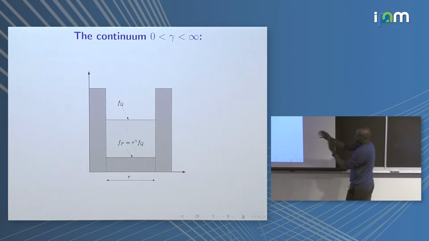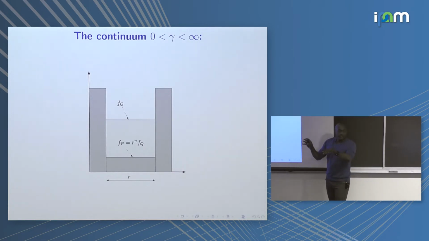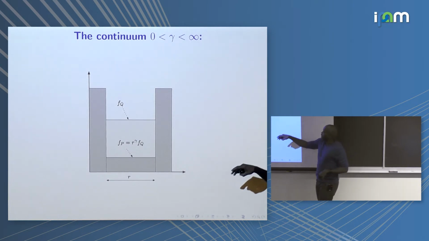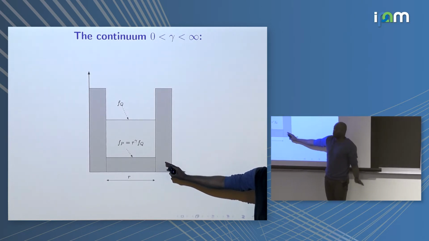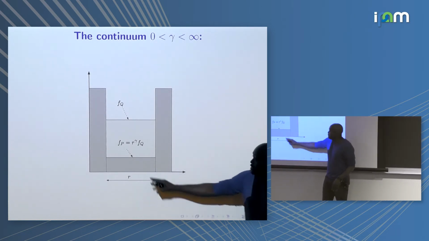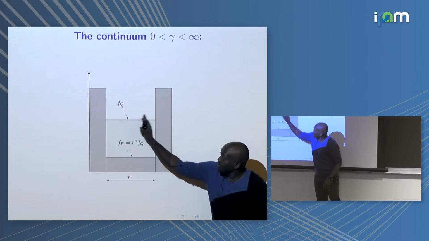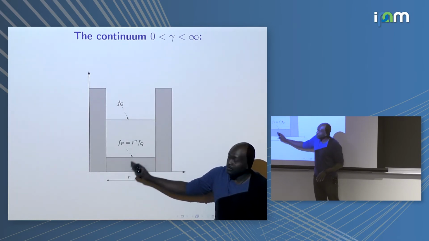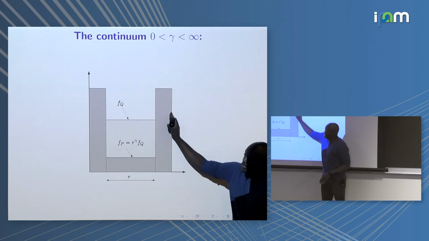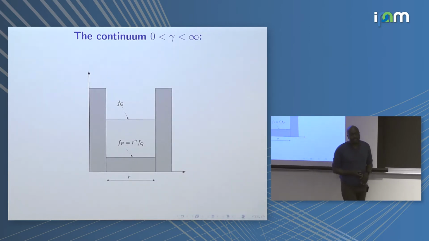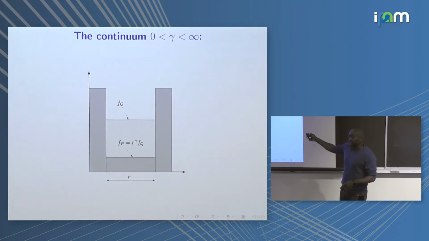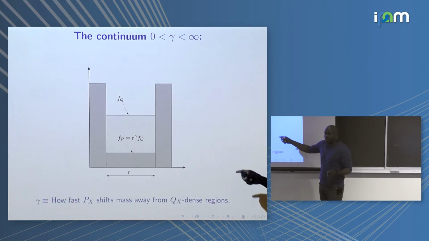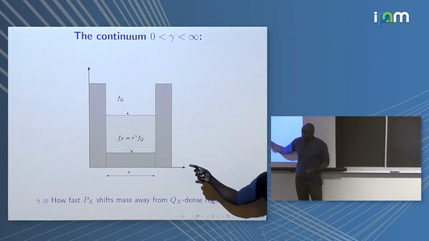So now let's talk about the continuum, and those examples in the continuum of gamma from 0 to infinity would explain it better. So this is a simple case, sort of the type of image that one would show to explain Wasserstein distance. So Q is here. This is FQ, which is the density of Q. This is FQ, and P shifts mass away from P and from Q. And how much mass is shifted away is captured by gamma. So gamma here is capturing how much mass is shifted away.